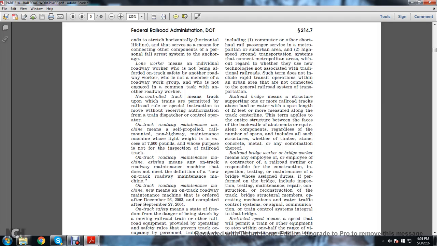Non-controlled track means track upon which trains are permitted by railroad rule or special instruction to move without receiving authorization from a train dispatcher or control operator.